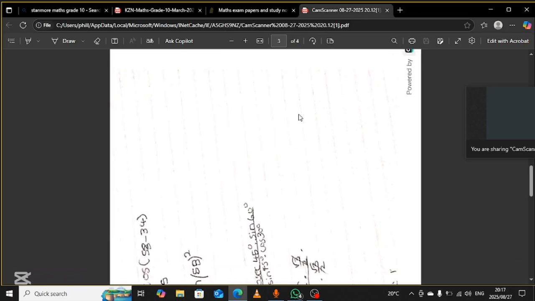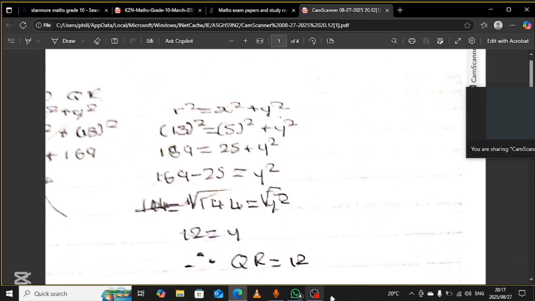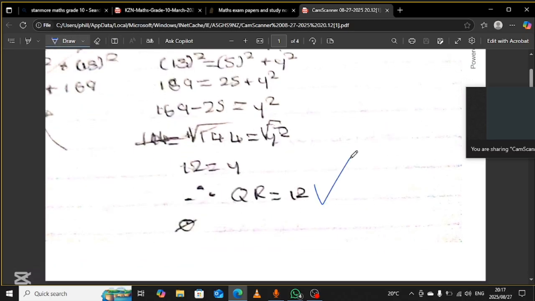I can see that you actually did it here. QR. You used the Pythagoras theorem to determine the length of QR, correct? Okay. The next one, let me just rotate this.